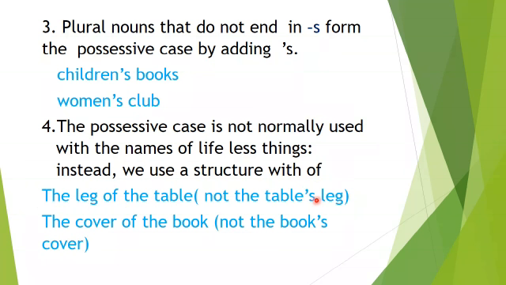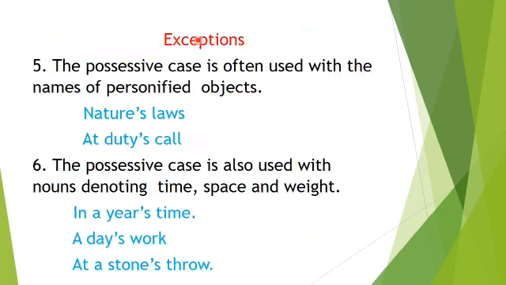Okay, when we are talking about lifeless things, at that time you will write the leg of the table. The cover of the book. Don't write book's cover, it's the incorrect one. To show the possessive case of lifeless things, use a structure like the leg of the table, the cover of the book. Next, exceptions. There are two exceptions here.